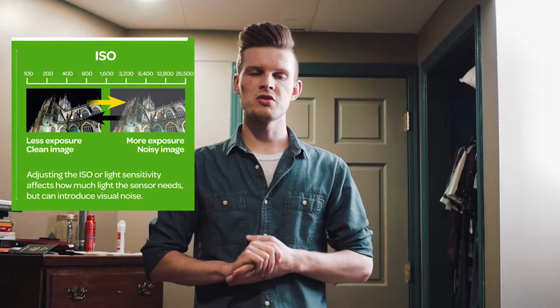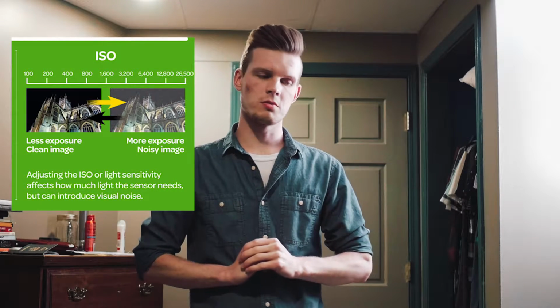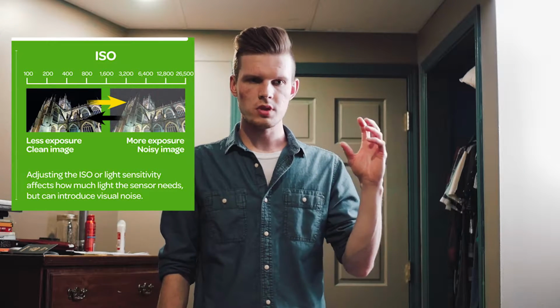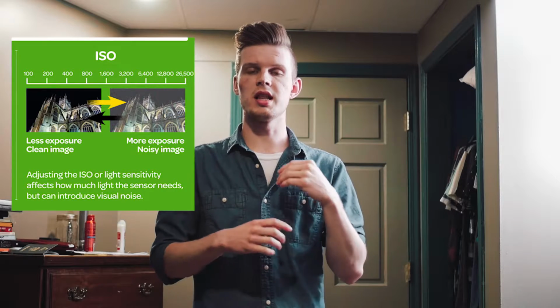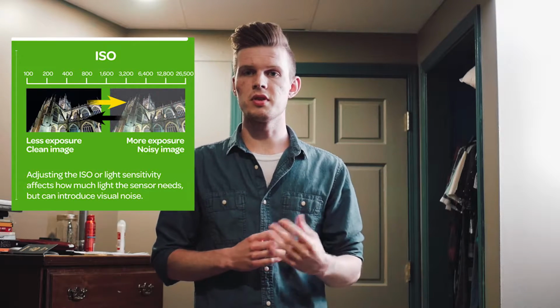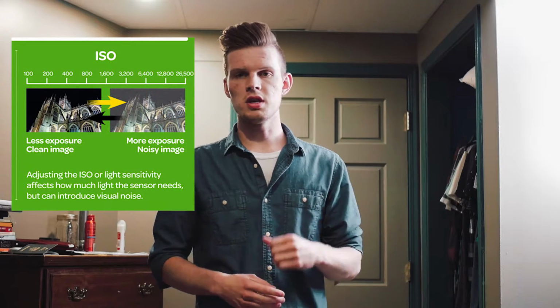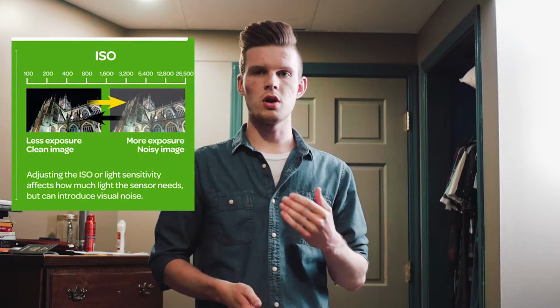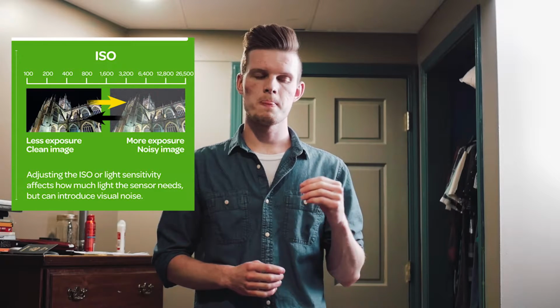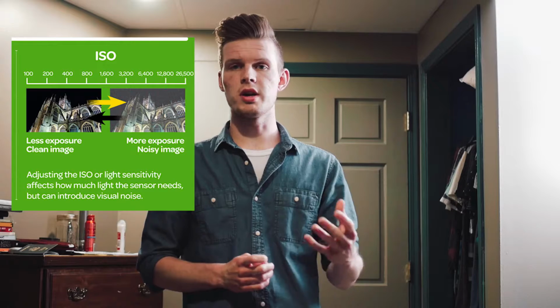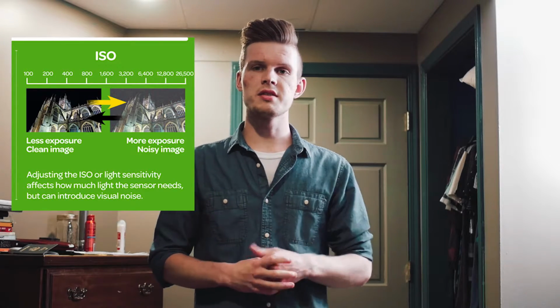Then number three, the third part of the triangle, is called ISO. ISO is like your last resort that you want to use before you take a picture. ISO makes the camera more sensitive to light. By default, ISO is usually set at 200, which is the lowest you can go. That's good when you're outside. But if you're inside, it's harder.